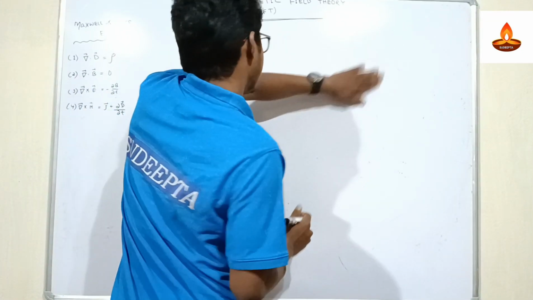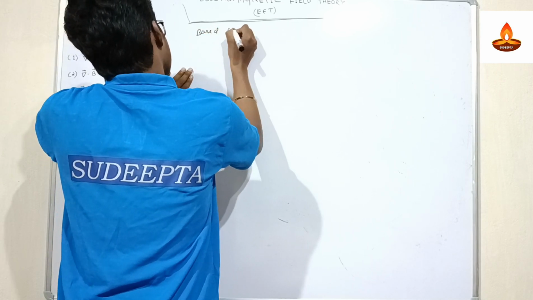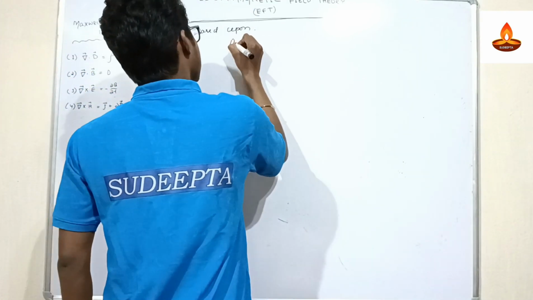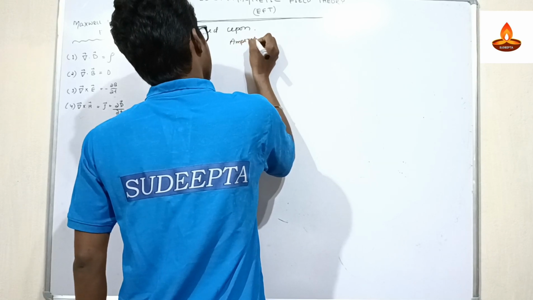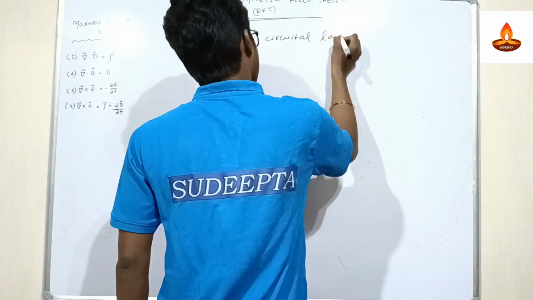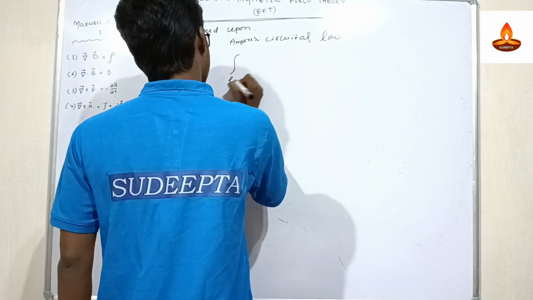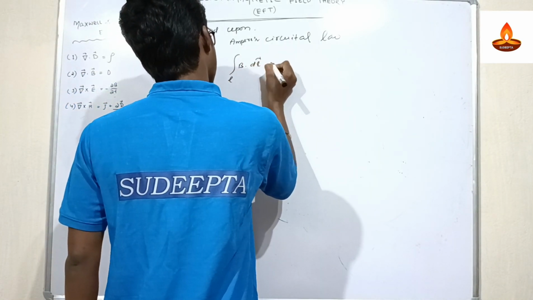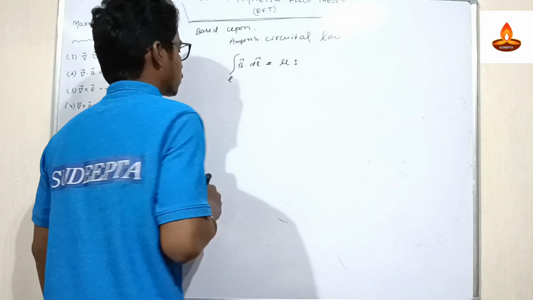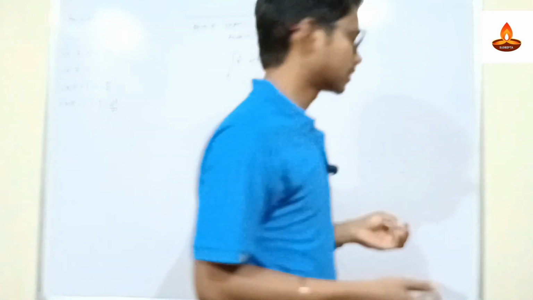This equation is based upon Ampere's circuital law. What is Ampere's circuital law? It is that the line integral of B dot dl is equal to mu I. So what is B? B is the magnetic field, we all know, and it is a line integral over a closed path.